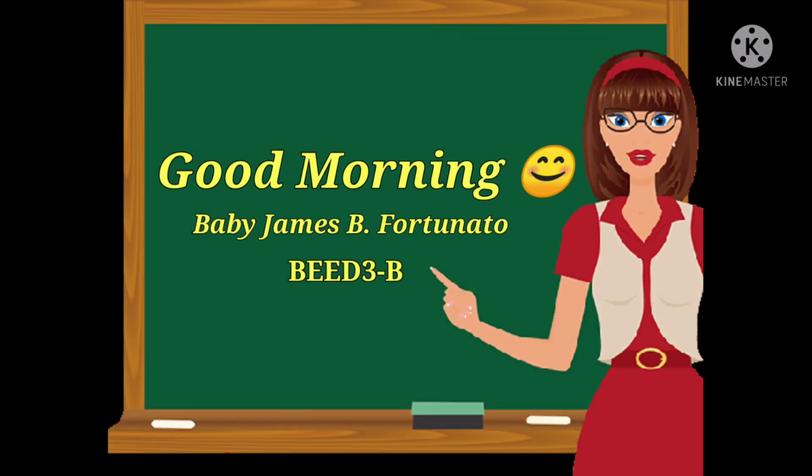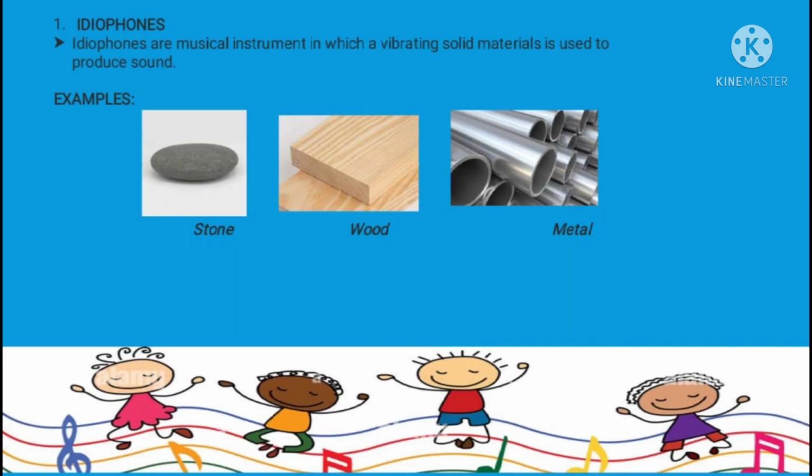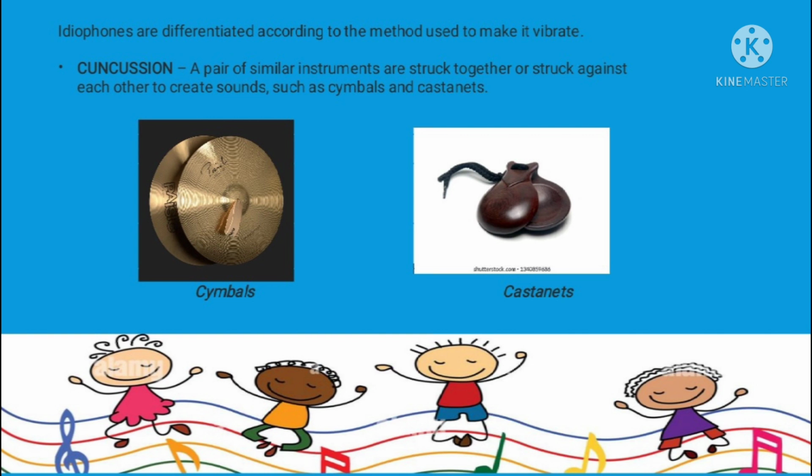Portonato from B3B, and today I'm going to show the different classifications of musical instruments. Number 1. Idiophones. Idiophones are musical instruments in which a vibrating solid material is used to produce sound. Examples: stone, wood, and metal. Idiophones are differentiated according to the method used to make them vibrate.